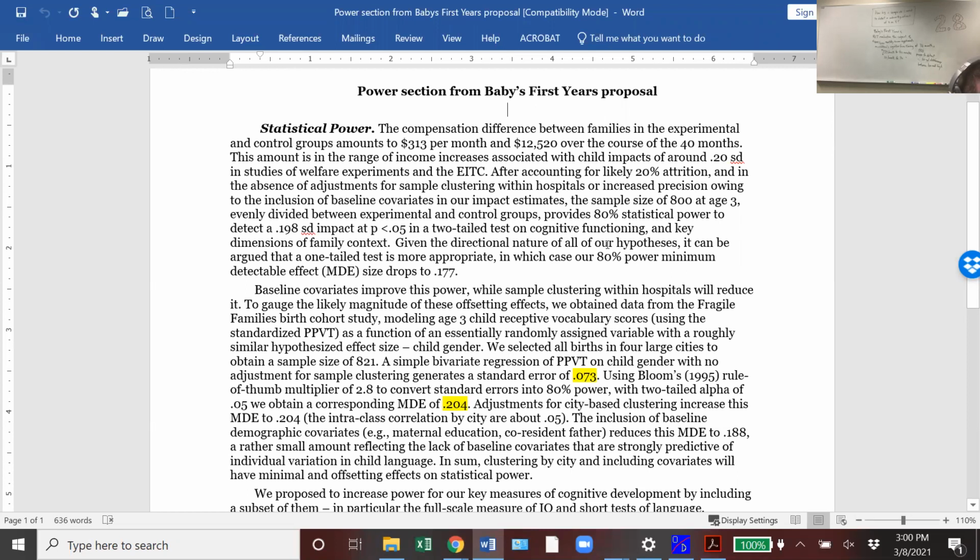Okay, given the directional nature of our hypotheses, it can be argued that a one-tailed test is more appropriate, in which case our 80% power minimum detectable effect size drops to 0.177. So, we stuck with a two-tailed test to be more conservative, but this gives you an idea. If you go from two-tailed to one-tailed, you get this 0.02 or so reduction in minimum detectable effect size.